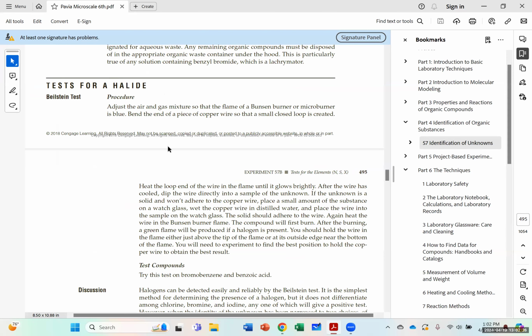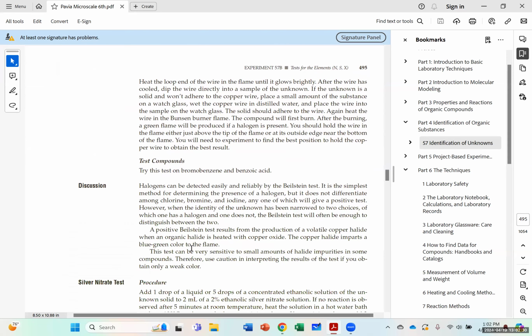So the procedure is approximately a paragraph long. And then after that, it has this discussion section, and that's going to tell you how to interpret those results. The Beilstein test is pretty much putting your chemicals on a wire and then putting that in a Bunsen burner and looking at the color of the flame. And then the discussion will tell you what that color means.